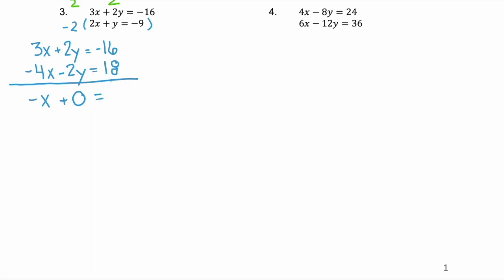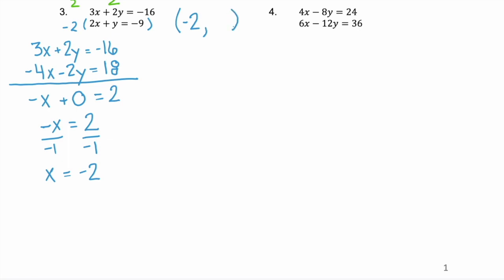-16 plus a positive 18 is a positive 2. We simplify and we get -x equals 2. So divide by -1 to get a positive x equals -2. So here we solved, the x coordinate is -2.